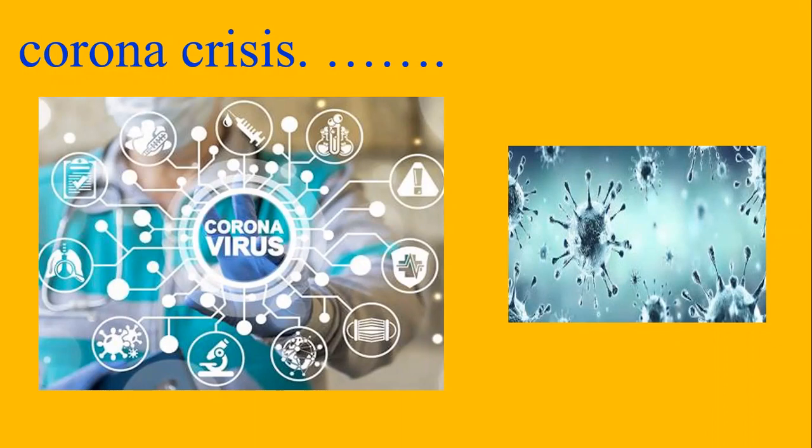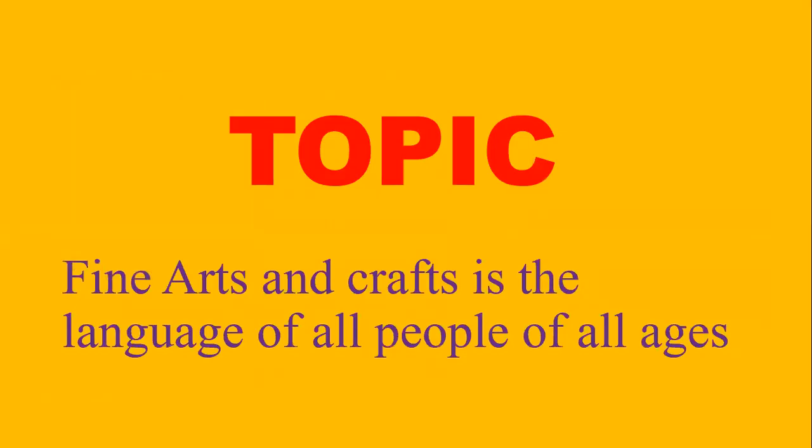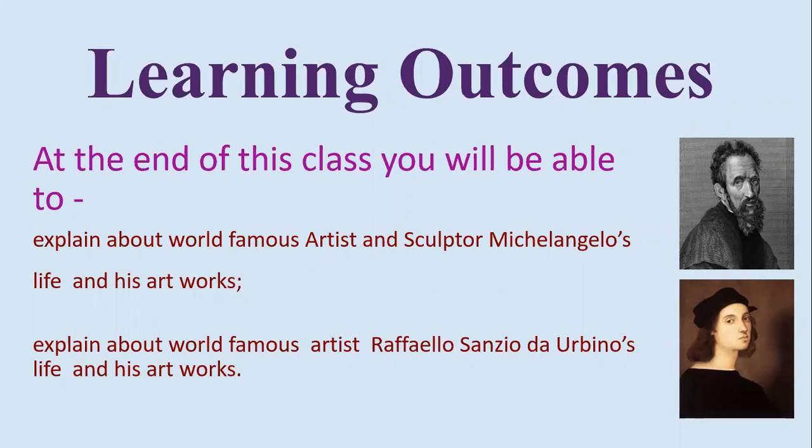Let's now go to our lesson. Now the topic: fine arts and crafts is the language of all people of all ages. Learning outcomes. At the end of this class, you will be able to explain about world famous artist and sculptor Michelangelo's life and his artworks, and explain about world famous artist Raphael Sanzio de Urbino's life and his artworks.